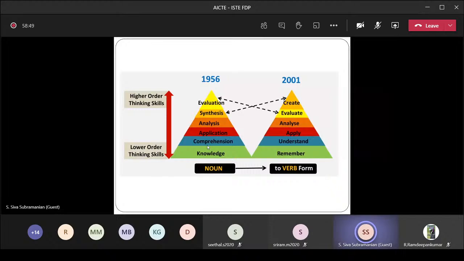But in 2001, a change was brought into Bloom's taxonomy from nouns to verbs. Also, the top two thinking skills got swapped. Their roles were swapped. So knowledge is now renamed remember, comprehension is understand, application is apply, analysis is analyze, synthesis is create, and evaluation is evaluate. So the nouns became verbs. This is the change we have seen in Bloom's taxonomy since 2001.